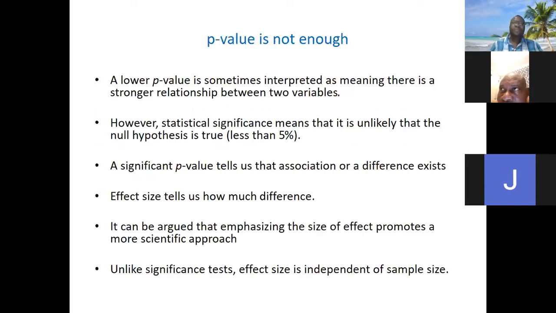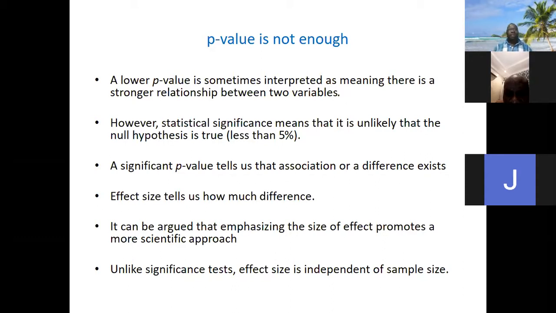Now, p-value is not enough. A lower p-value is sometimes interpreted as meaning there is a stronger relationship between two variables. However, statistical significance means that it is unlikely that the null hypothesis is true, less than 5%. It's just probability. If the p-value is small, it's unlikely that there is no difference. That is, it is likely that it's going to be different, since the probability is so low.